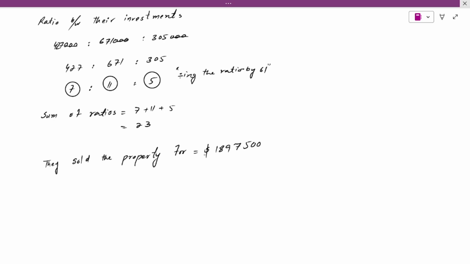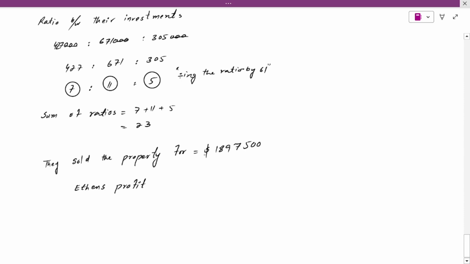$1,897,500. This is the total amount they get after selling the property. Now let us calculate Ethan's profit.